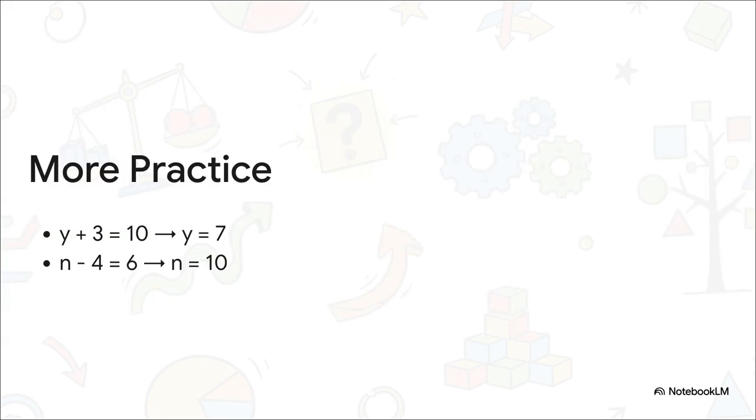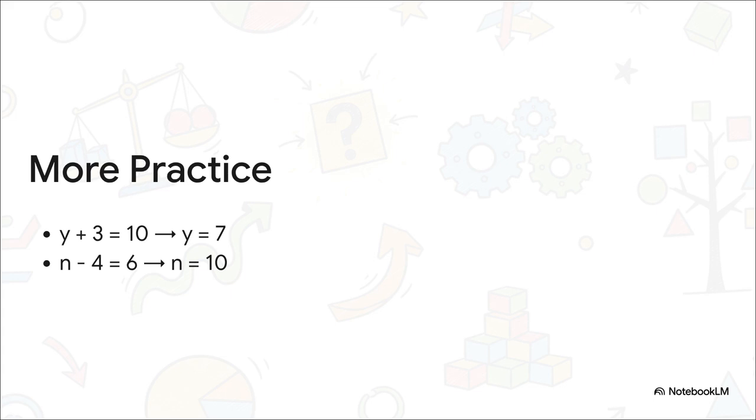Applying that exact same balancing logic, we can quickly decode a few more equations. For y plus 3 equals 10, we just subtract 3 from both sides, telling us y is 7. For n minus 4 equals 6, we do the opposite of subtracting 4, which is adding 4 to both sides, revealing that n equals 10. And listen, this works for any number.